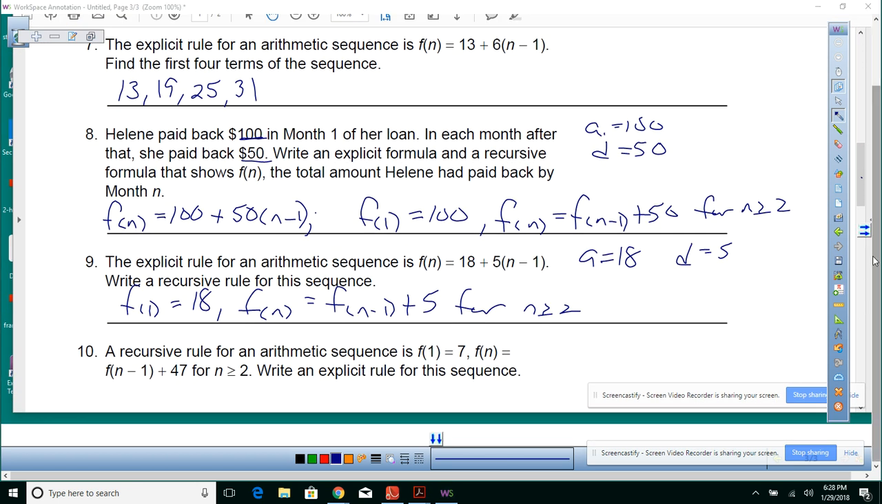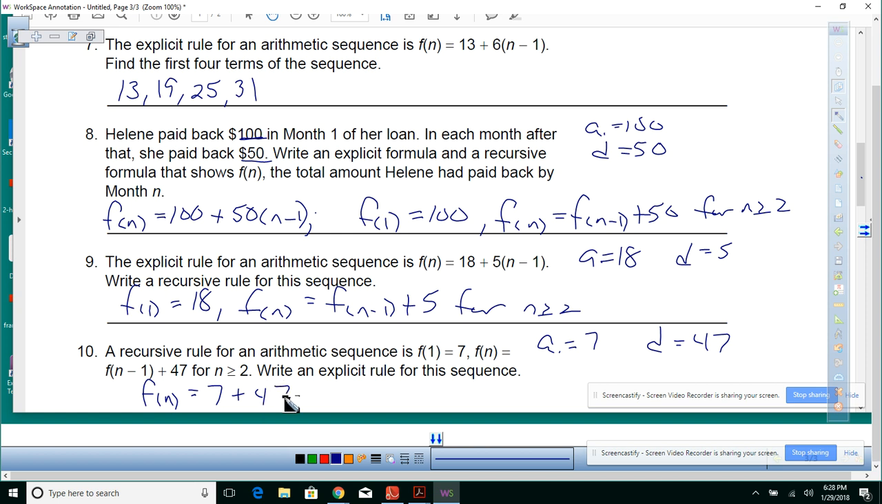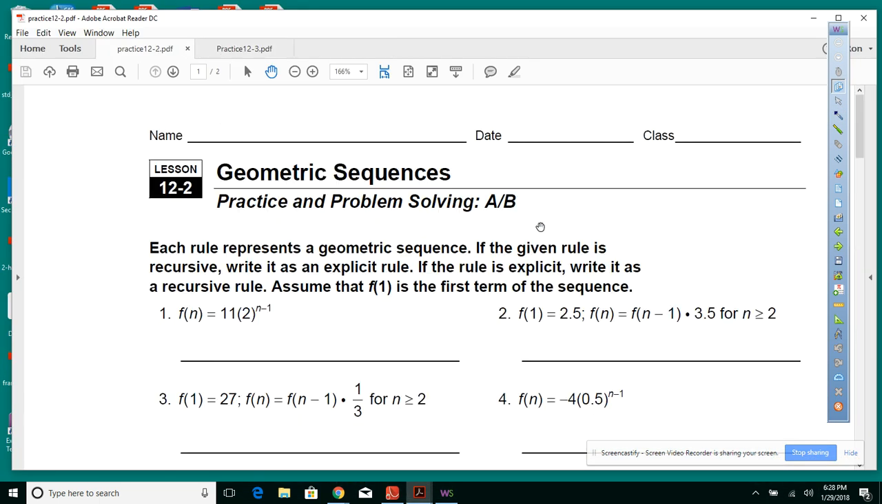Number 10, a recursive rule for the sequence: f of 1 equals 7, f of n equals f of n minus 1 plus 47 for n is greater than or equal to 2. Write an explicit rule for the sequence. Not a problem. A sub 1 is 7. D equals 47. So my explicit rule is f of n equals 7 plus 47 times n minus 1. Not too bad, folks. Good job. Let's move on to number 2.